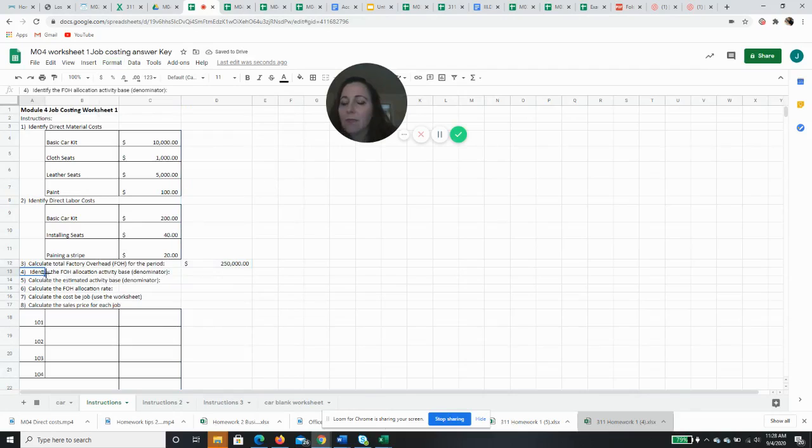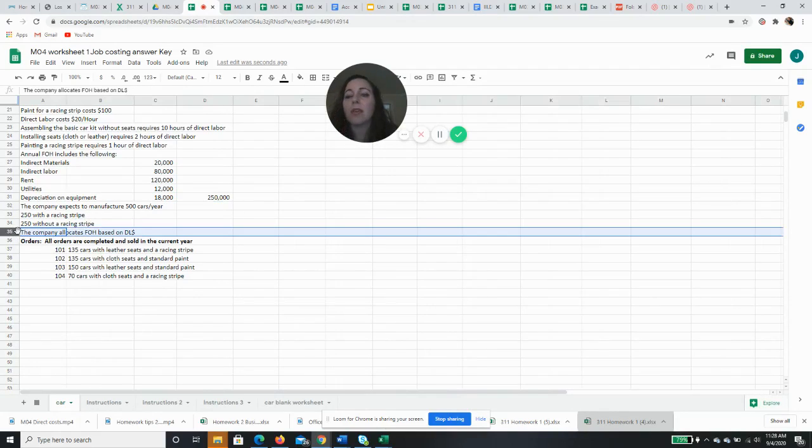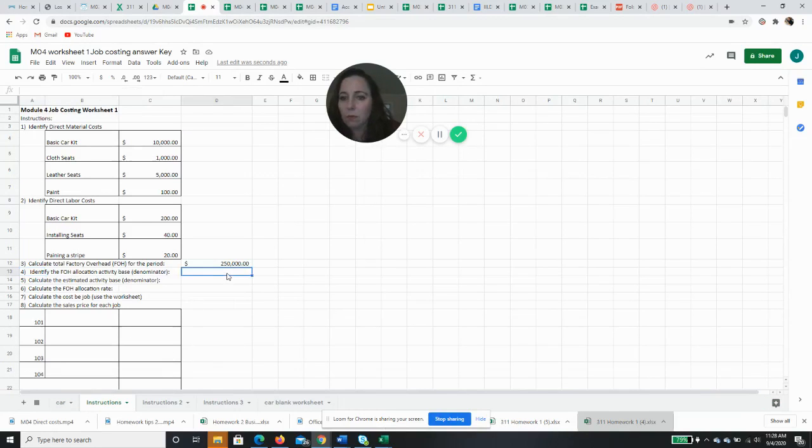Then we need to identify our factory overhead activity base, which will be our denominator. So I'm going to go back over here. Here's my factory overhead. Here's what they expect to make. Here we go. The company allocates factory overhead based on direct labor dollars. Okay, so I know I'm going to do this based on direct labor dollars. And that will always be given to you in this module.